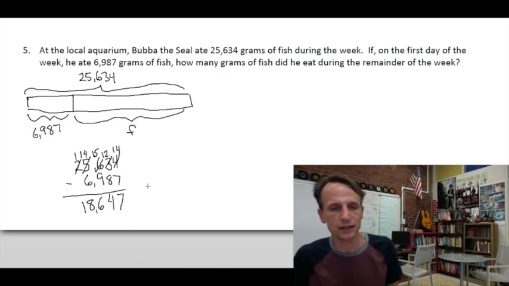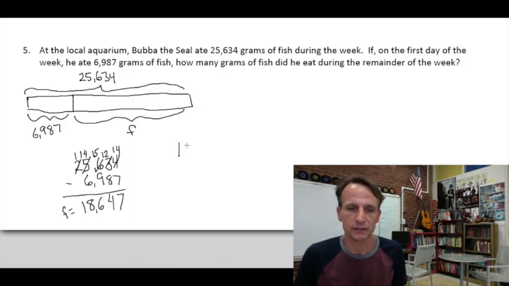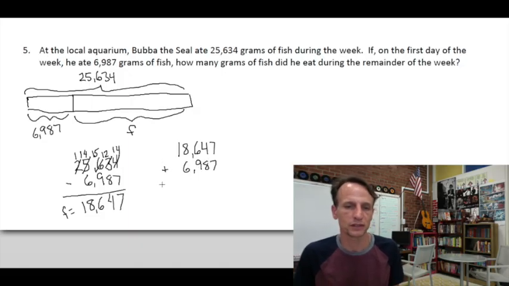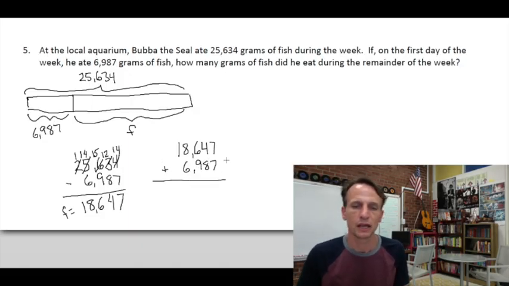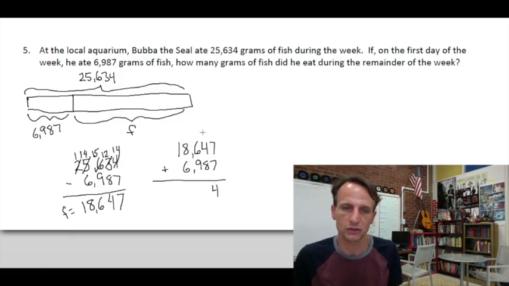And as you know, to check, if we take what we got here for f, which was our unknown part and now is believed to be known, and add it to the known part, we should get the whole thing. So let's take that 18,647 and now add to it the other part, 6,987. Look, I lined up all the place values correctly. Good. All right, so let's add 7 and 7 make 14. You know those doubles.